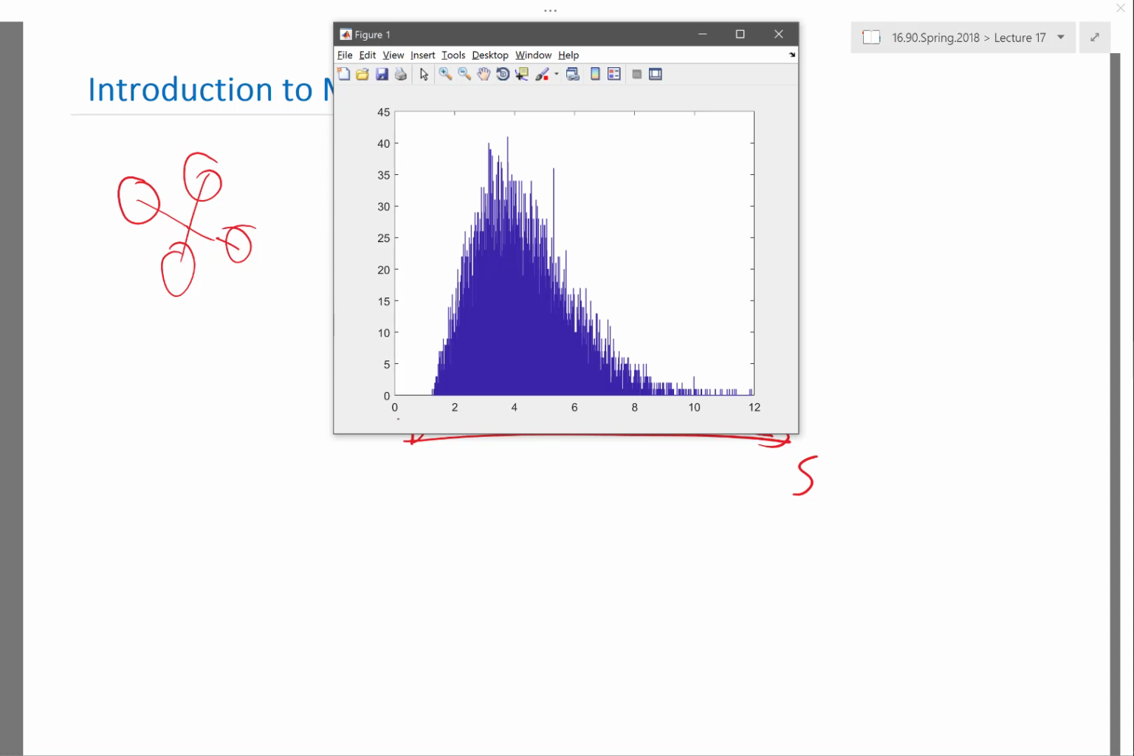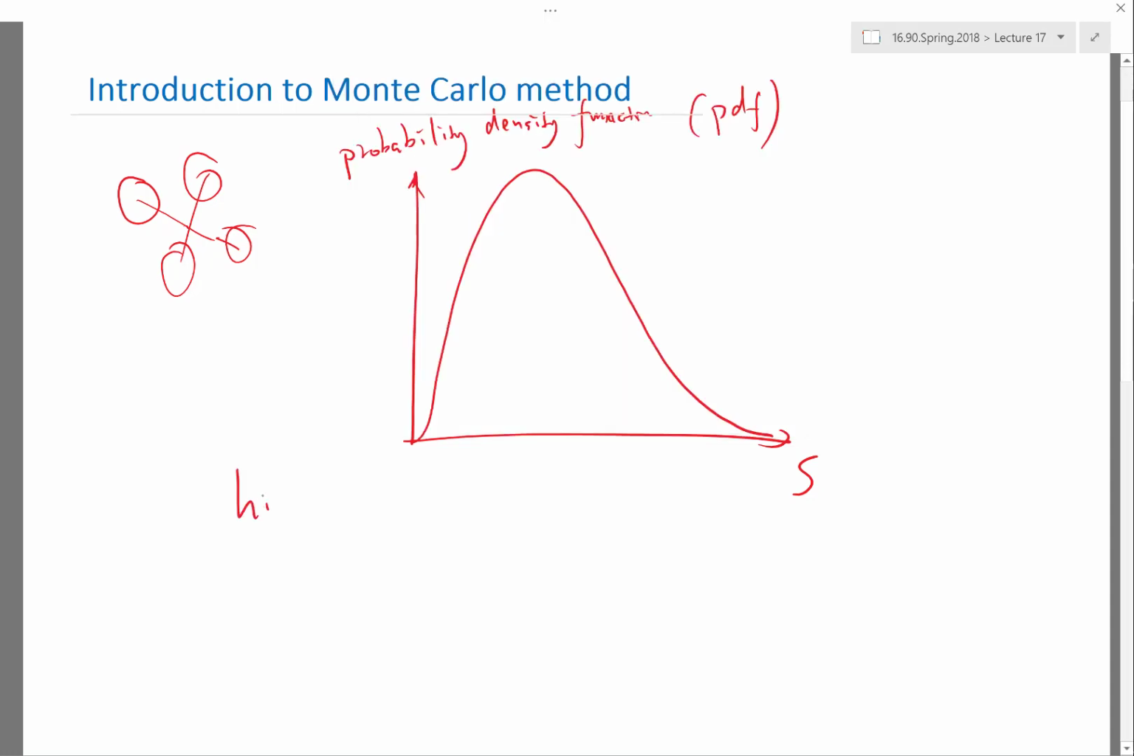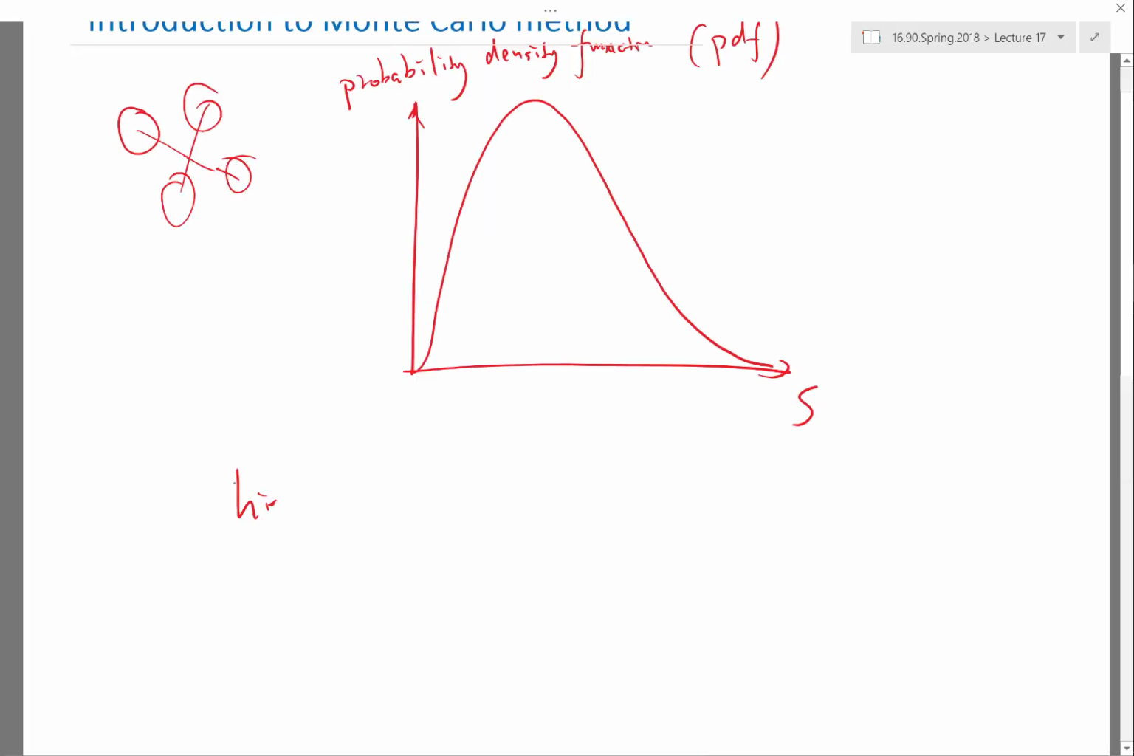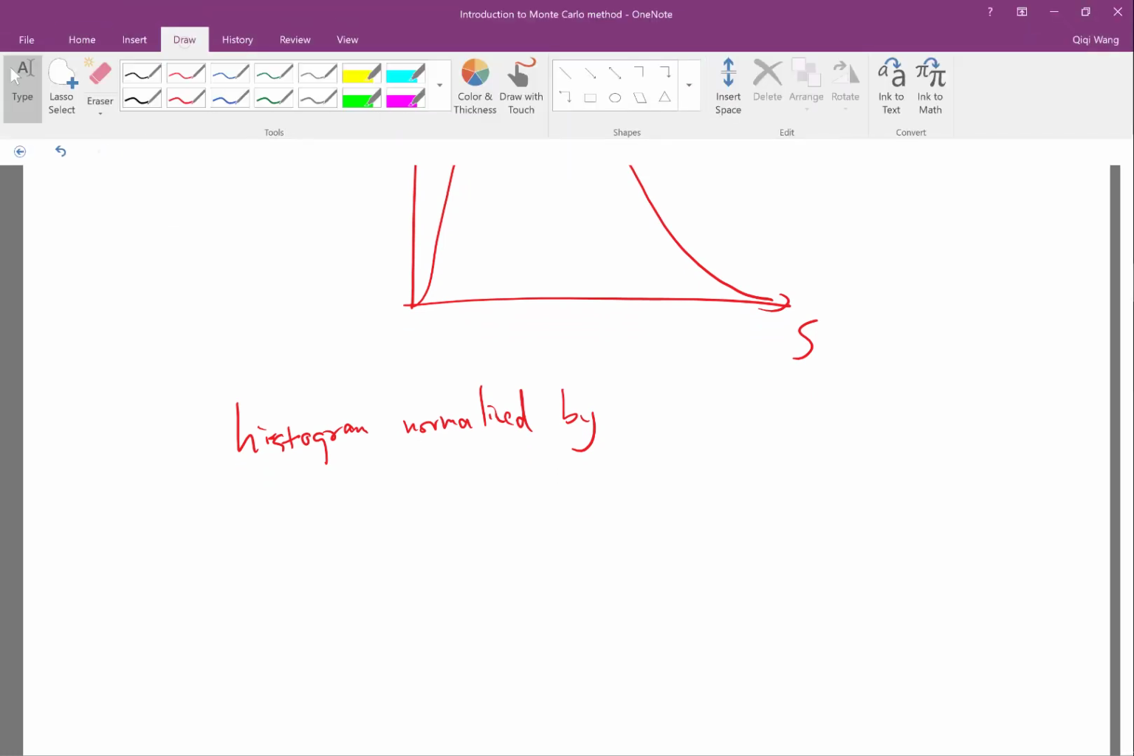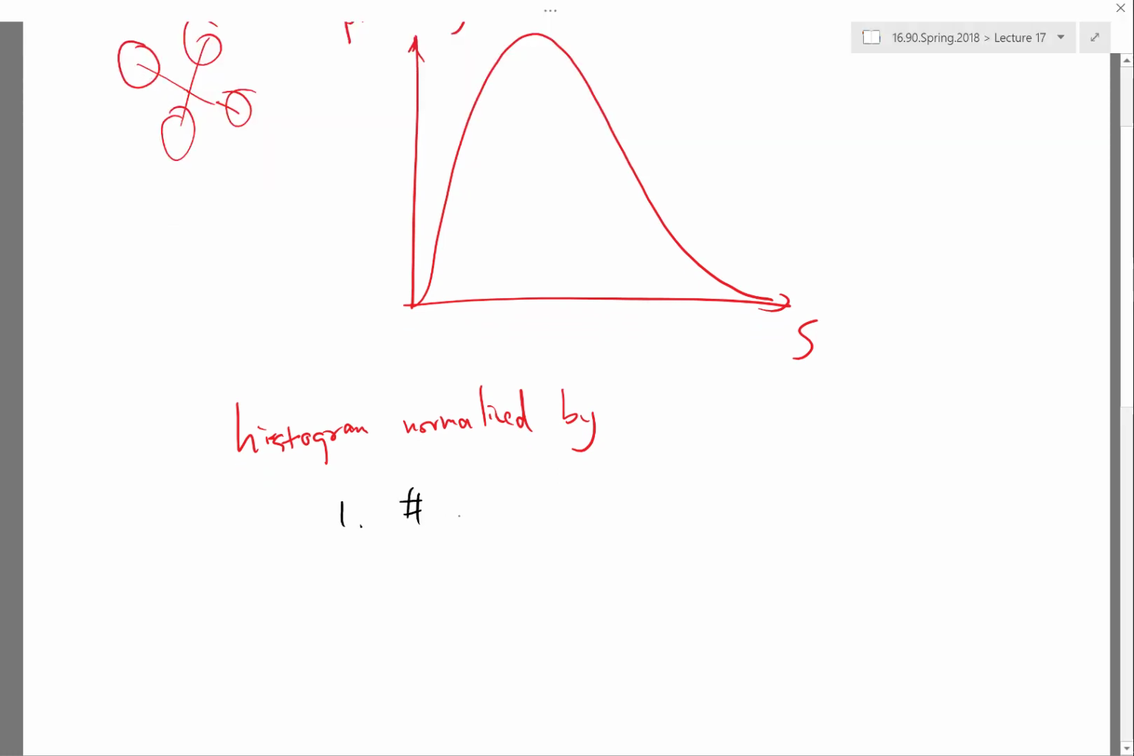Well, actually it's easy, because every time we increase the number of samples by a factor of 10, the height of the histogram grows by a factor of 10, right? So why don't we normalize the height of the histogram by the total number of samples we have? That's one thing we can do. The histogram normalized by the number of samples. All right.